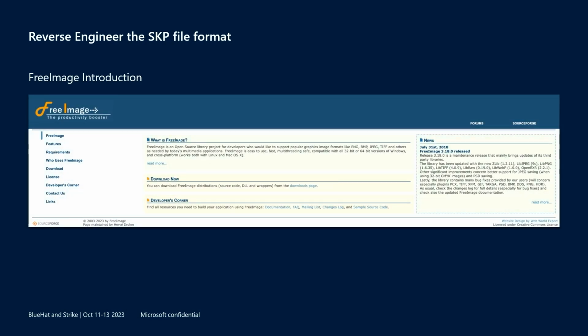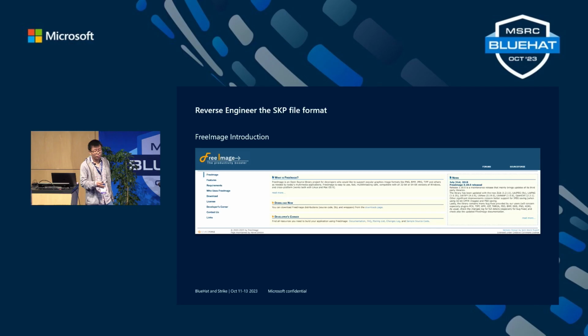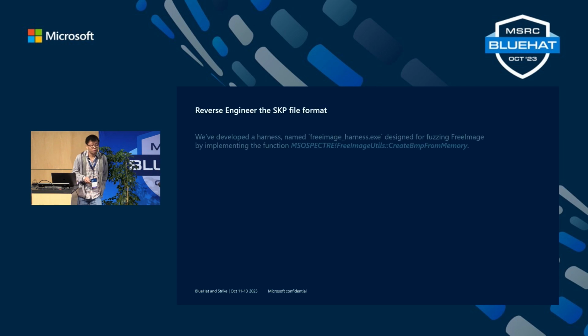And here is the FreeImage introduction. FreeImage is an open source library for developers who want to provide support for popular graphics formats. It supports PNG, BMP, JPEG, TIFF, and others. The most recent release of this library was made available in 2018, just 5 years ago.